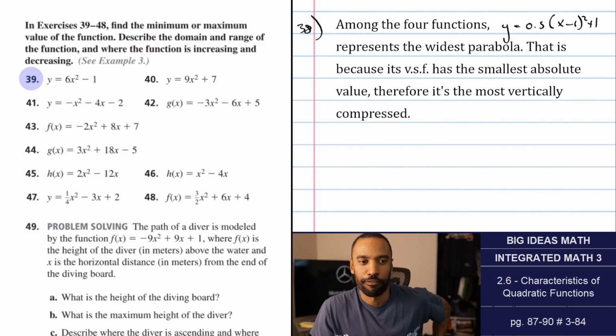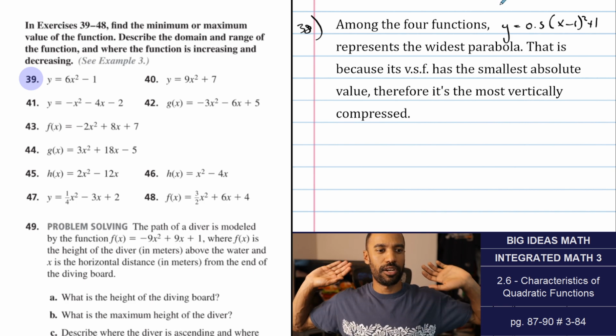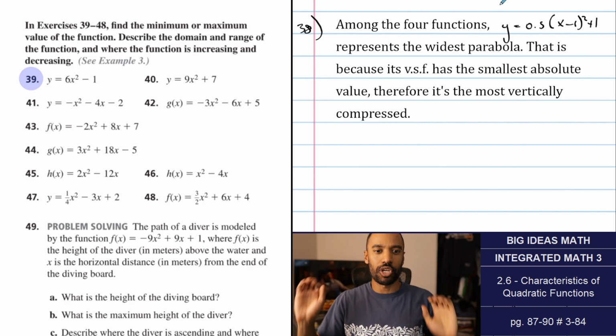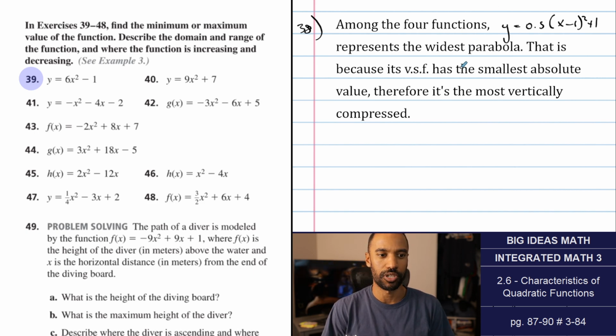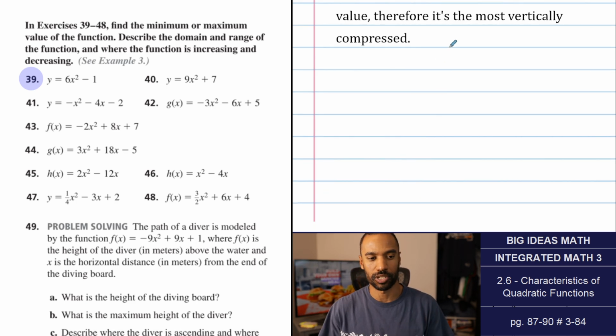Number 39 to 48, another next 10 questions. Do we have to graph them? Find the min or max of the function. Describe the domain and range of the function, where the function is increasing and decreasing. They do not ask us to graph, so I will not graph unless I feel like I want to support something with it. I might make rough sketches, but I'm not going to do the whole copy-paste the graph stuff.